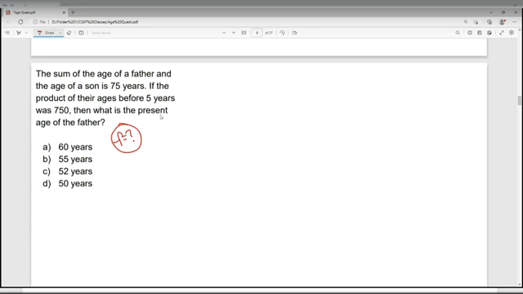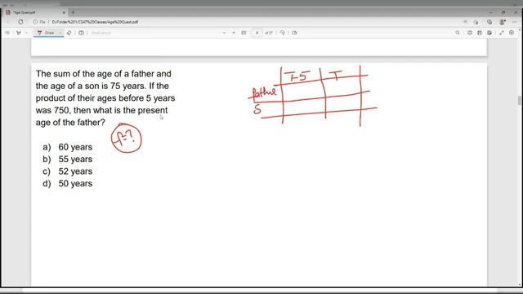And from this statement, you realize that there are 2 time periods. One is today and one is 5 years back, that is t minus 5. There are 2 time periods, t and t minus 5, and there are 2 characters, one is father and another is son. Okay. So let the father's age be f and son's age be s. So before 5 years, their ages would be f minus 5 and s minus 5.